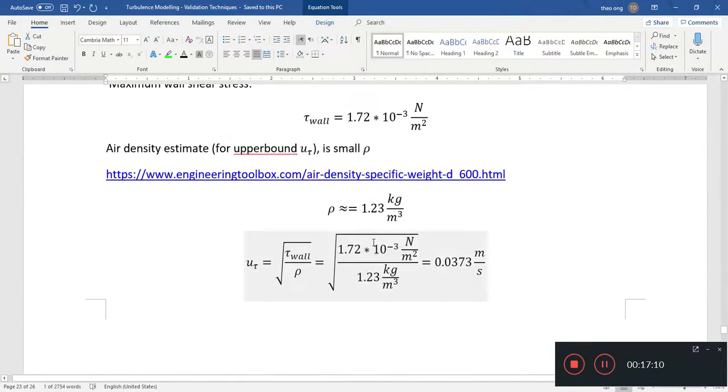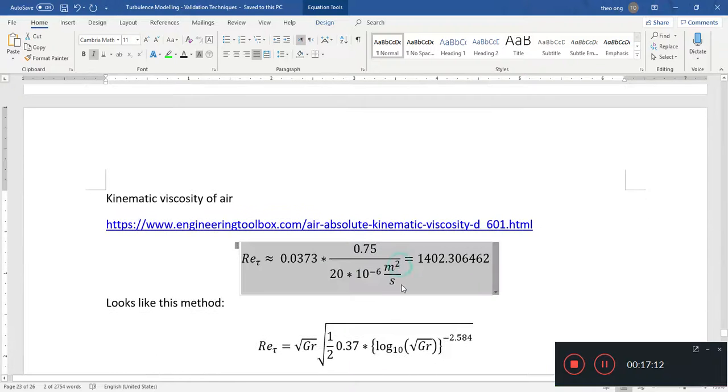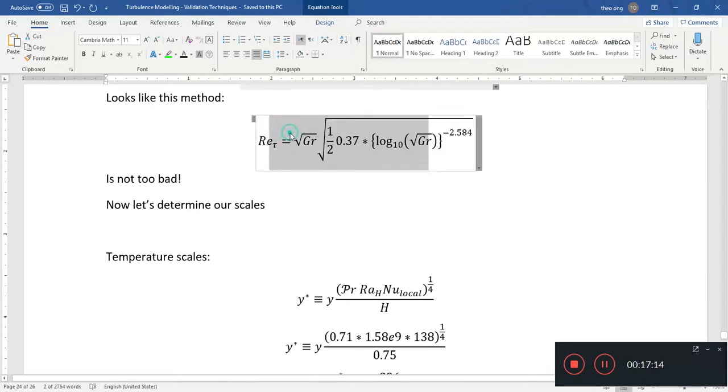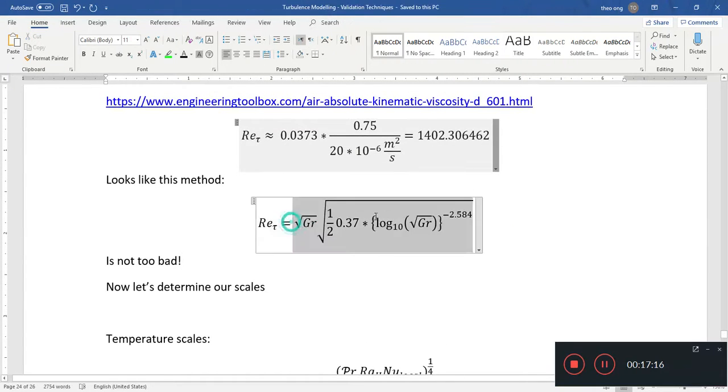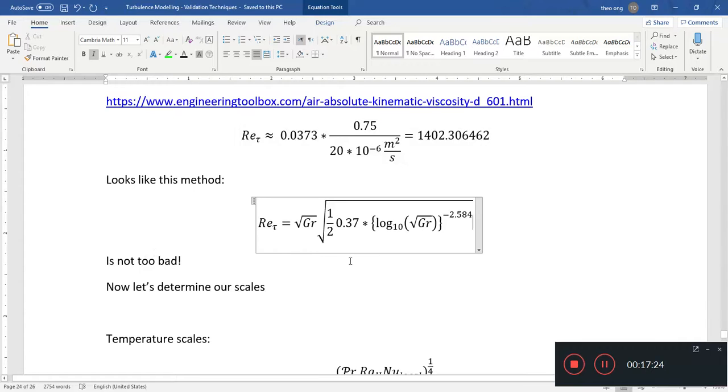Okay, so this is pretty good. That kind of validates the way we do things, especially for square cavity. So this method of getting a friction Reynolds number in terms of just the square root of Grashof number seems to work. It's not too bad. This is actually pretty good.